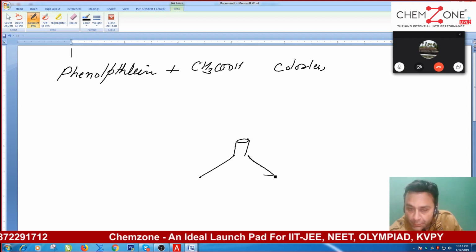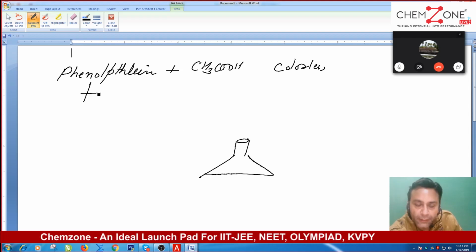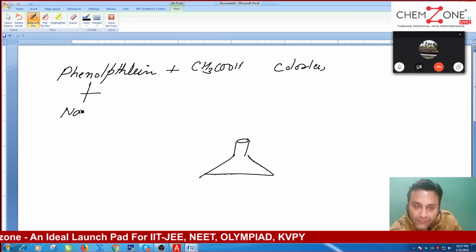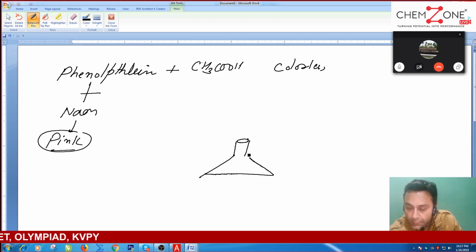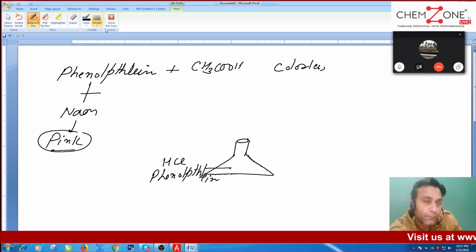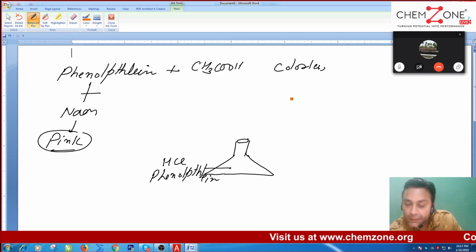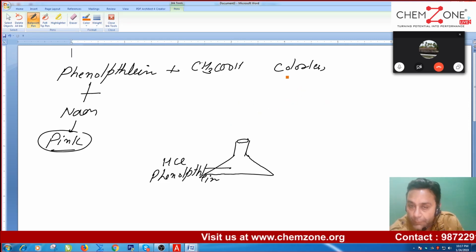But if the same phenolphthalein is added to some base like sodium hydroxide, it becomes pink in color, right? So in this beaker we have an acid like HCl, and an indicator that is phenolphthalein. Can you tell me what will be the color? It will be light red. It will be colorless, simply. It will be colorless.